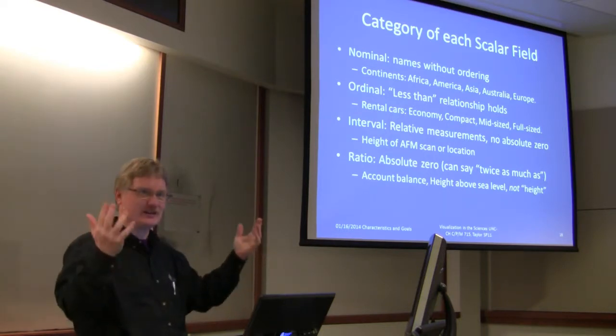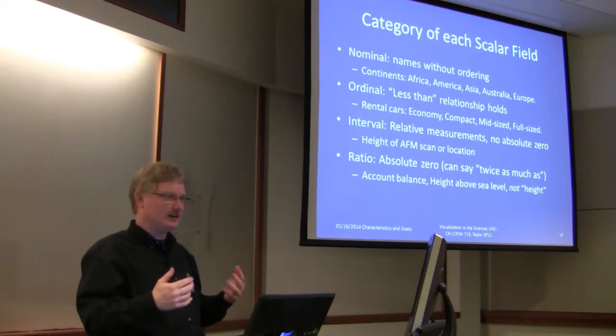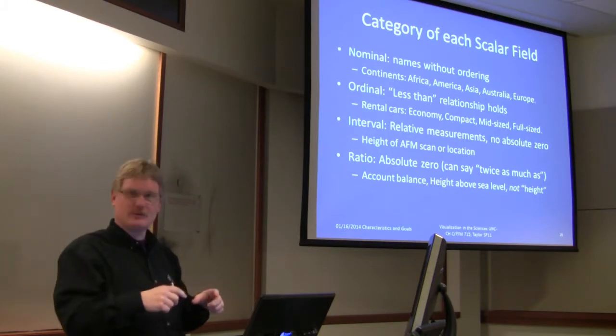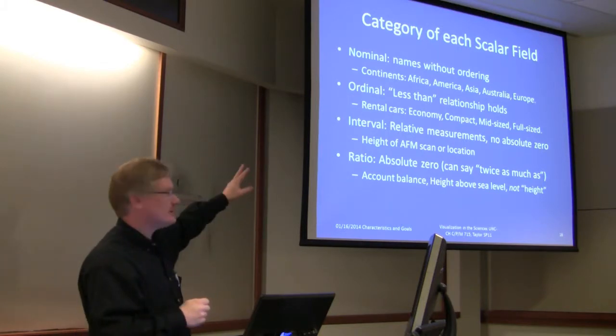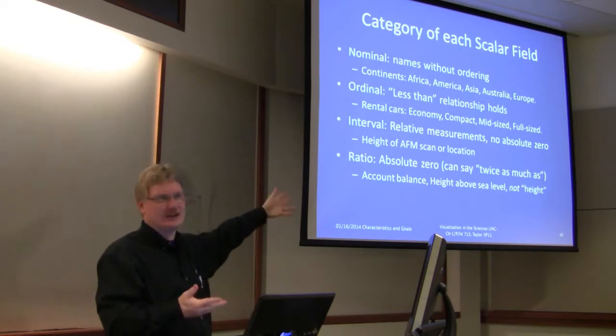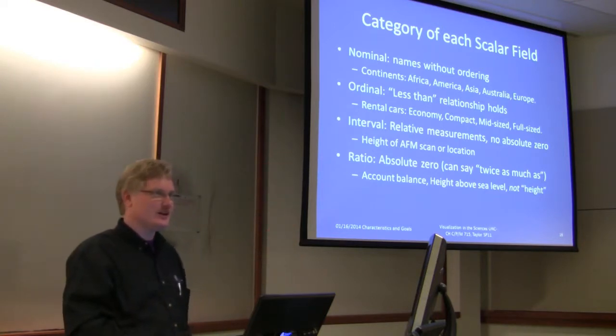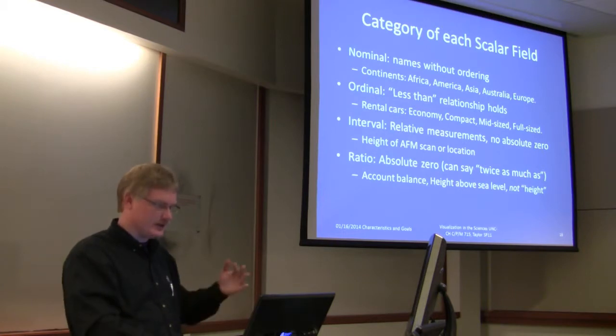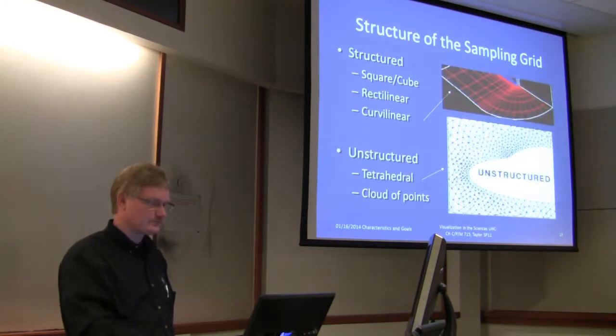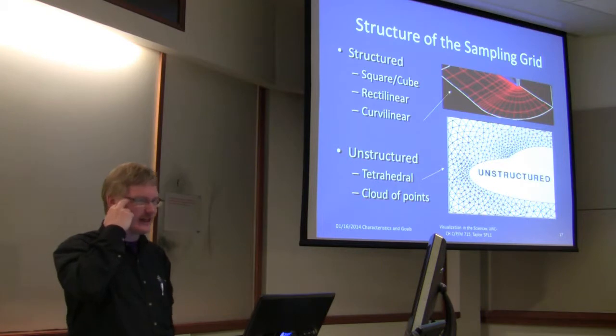So yeah, you could say interval with or without a zero point, but if you say interval and you don't tell me which, I'm going to think it's that, and if you say ratio, then I'll know. So again, it's not the perfect nomenclature maybe, but we'll go with it for the purposes of describing things in the class. All right. Then there's the structure of the sampling grid, right?